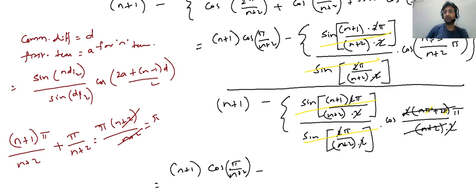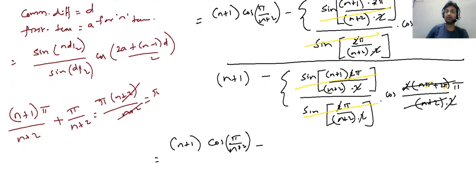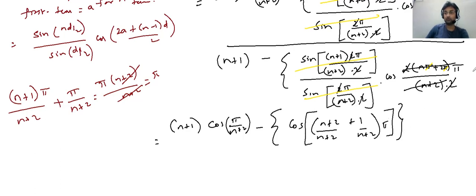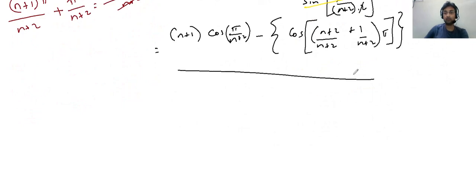Let's figure out. We have n plus 3 divided by n plus 2, times pi. Let's figure out how to write it properly. I'm going to write it as cos of (n plus 2 plus 1) pi over n plus 2, like this. This whole thing is inside the angle. Now this is your cosine numerator. Now in the denominator we have n plus 1 plus 1.